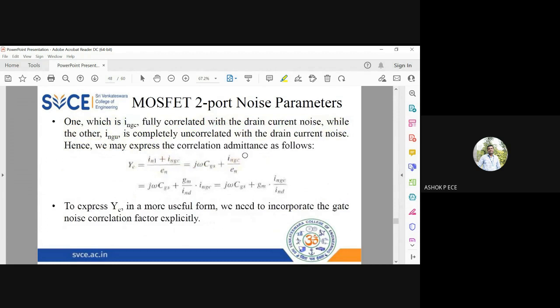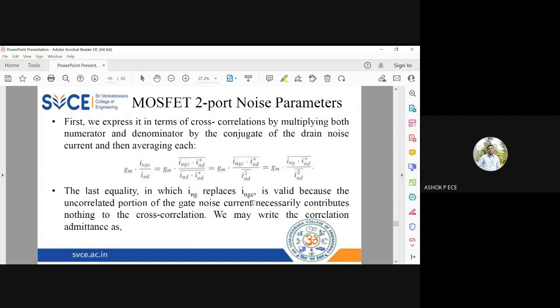Divide each term and you get j omega CGS plus I_NGC by EN. When you substitute everything, you get j omega CGS plus GM into I_NGC by I_ND. To express Yc in a more useful form, I am going to simplify this so that I find it in terms of the correlation. So GM into I_NGC by I_ND, I can write as GM into, multiplying and dividing by I_ND conjugate. Even if you cancel out this term, you get back the previous thing. When you multiply and divide by I_ND conjugate, the denominator will have I square ND, and the numerator will have the correlation coefficient, I_NG into I star ND.